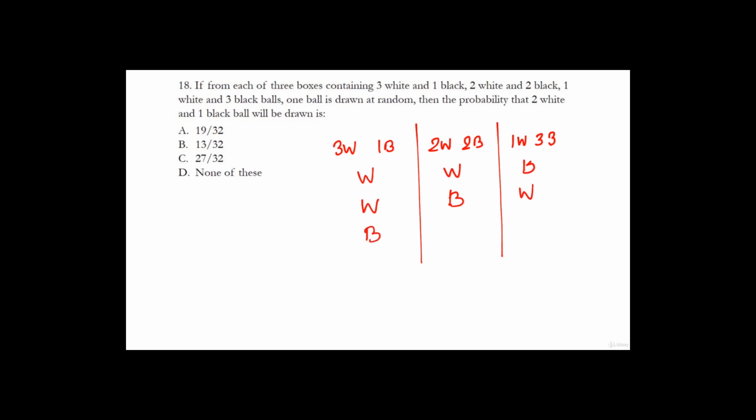From each of the 3 boxes containing 3 white and 1 black, 2 white and 2 black, and 1 white and 3 black balls, 1 ball is drawn at random. Then the probability that 2 white and 1 black ball will be drawn is. Now, in the first box we have 3 white and 1 black. In the second box we have 2 white and 2 black balls, and in the third bag we have 1 white and 3 black balls. Now I can select 1 white from here, 1 white from here, and 1 black from here, or 1 white here, 1 black here, 1 white from this one, or 1 black from this case and 1 white from here and 1 white from here. These are the 3 different cases that we have.